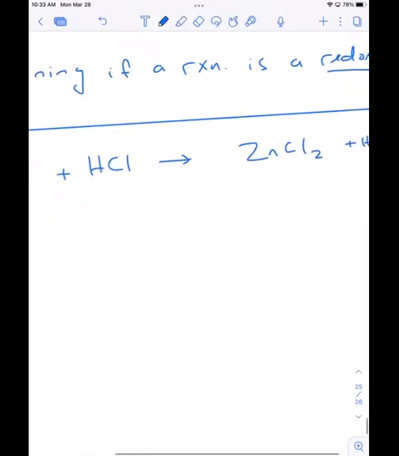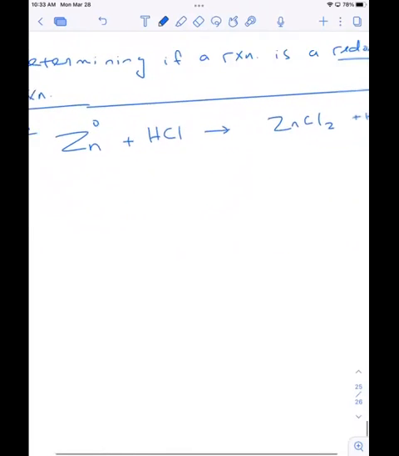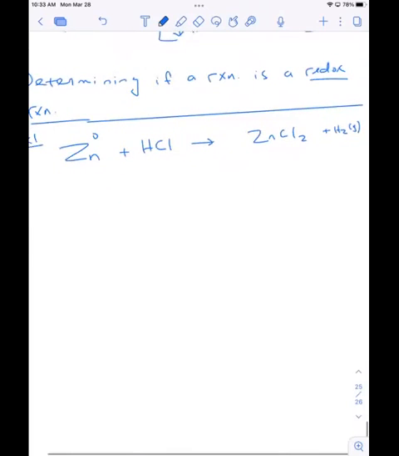And you actually saw this, right? When we did the acids and bases lab, I think Jan added some HCl to zinc metal, and you saw some bubbles and some gas evolution. So that's a real reaction that you can do, right?